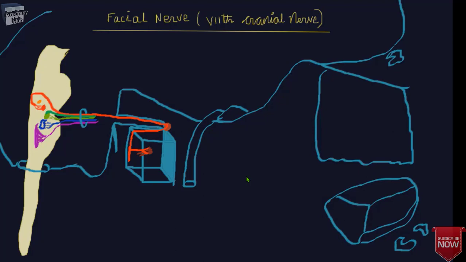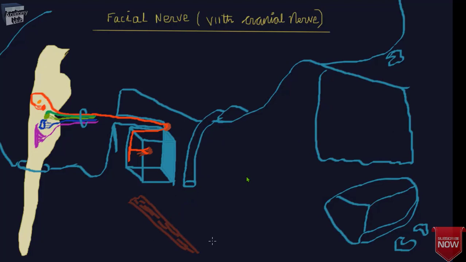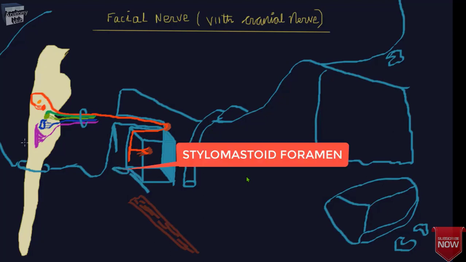Then this facial nerve will descend downward, but before that here you can see another muscle, the posterior belly of the digastric muscle, and anterior to that you will find the stylohyoid muscle, because all these muscles are derived from the second branchial arch. At this point you will also find the styloid process over here, and in between the styloid and the mastoid process you will find a foramen. This is known as the stylomastoid foramen.